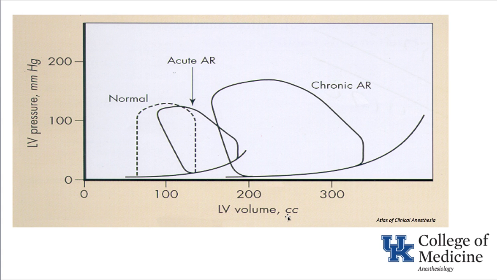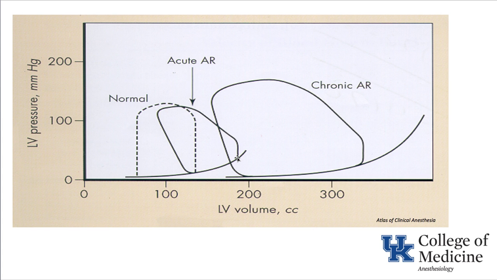This pressure volume curve is attempting to show the difference between acute AI versus chronic AI. First thing you can see is chronic AI has a huge heart. Look at end diastole over here, 300, 350, 400 cc's of blood in this heart. As opposed to acute AR, it's not as big of a heart, it hasn't had time to dilate, but look at end diastole, the pressure.